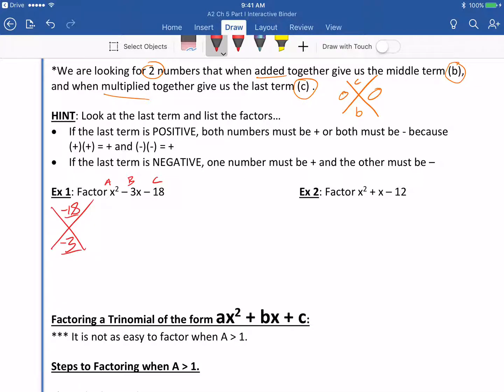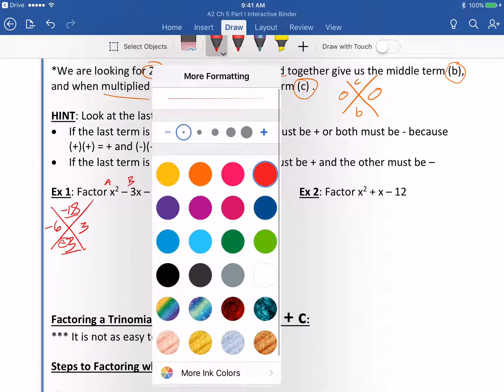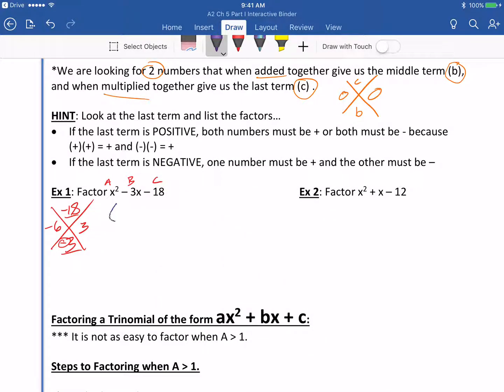All right, so I know that since this number is negative, the bigger number has to be negative, the absolute value of the bigger number. So I look here and I know that negative 6 and positive 3 multiply to give me negative 18 and add to give me negative 3. So the only thing that I do here is I set up myself two binomials, okay, and I go x and I go x, and then I just put them in. So I go minus 6 plus 3. Okay, and that is done. All right, that is factored. That's all I had to do there.